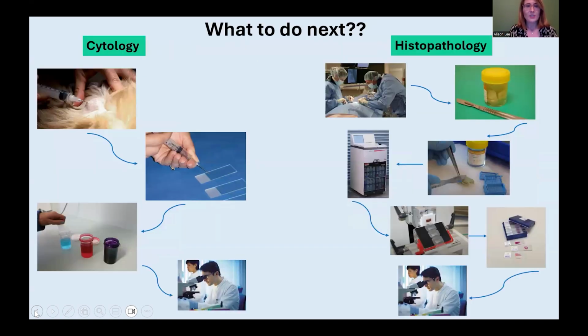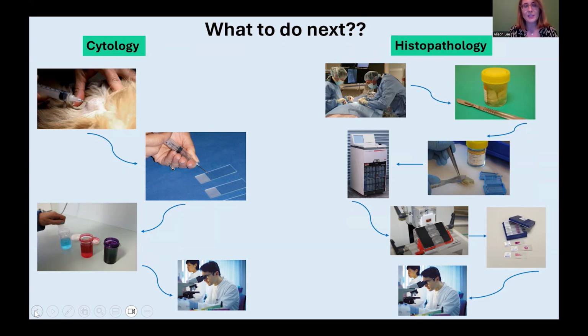So we have two main options here. One is cytology, as I said. So this involves inserting a needle into the lump or the mass or maybe the organ you're interested in. And then you use air in a syringe to expel any cells or material in the metal needle onto some glass slides, which are stained and examined under the microscope.